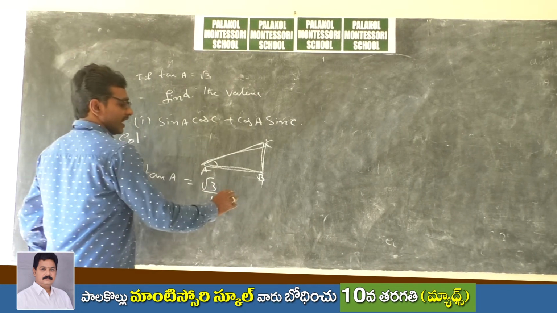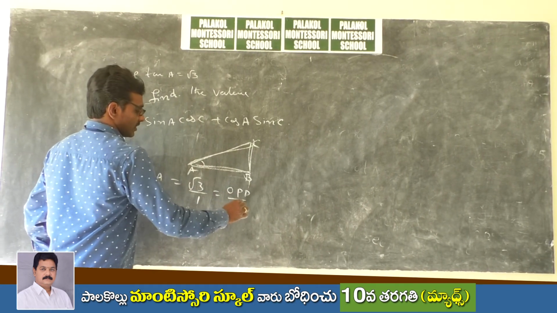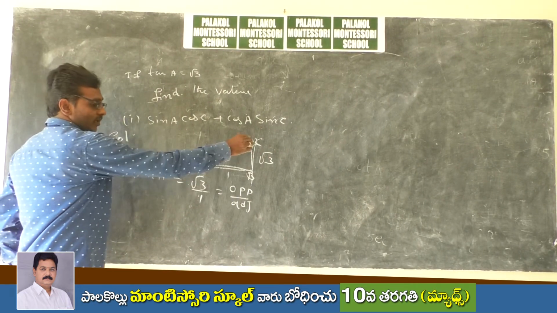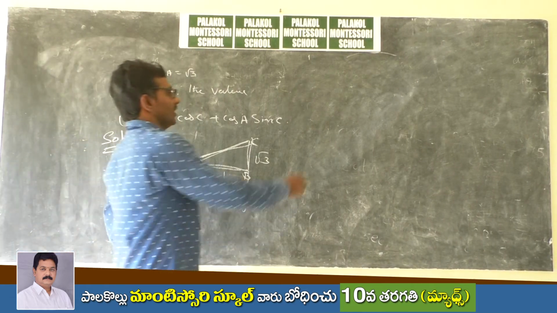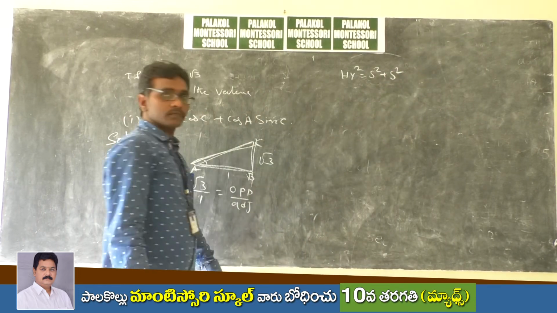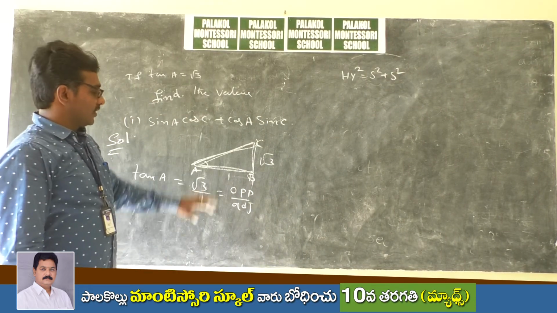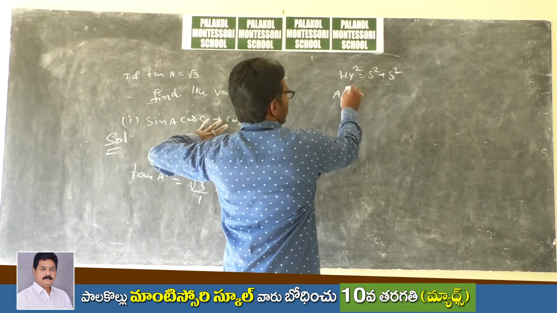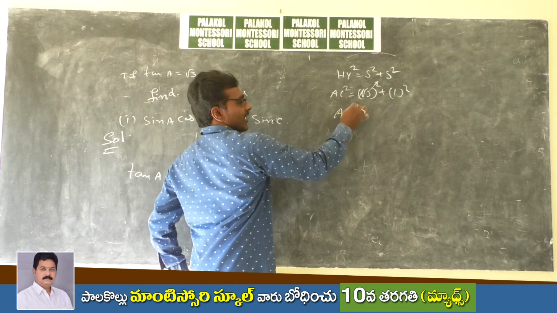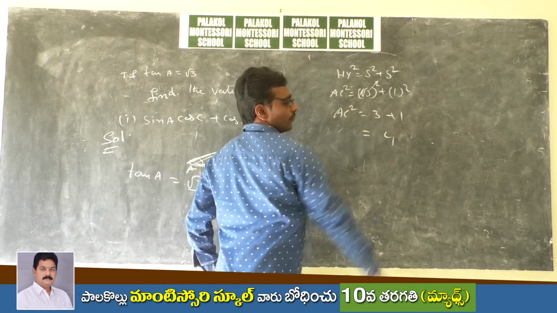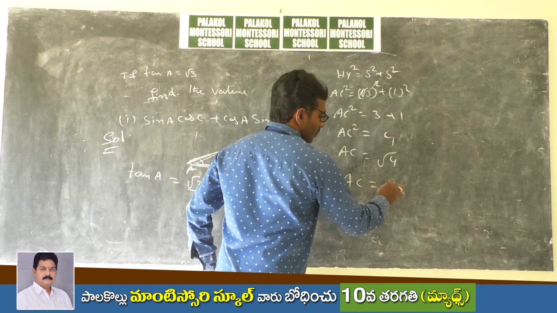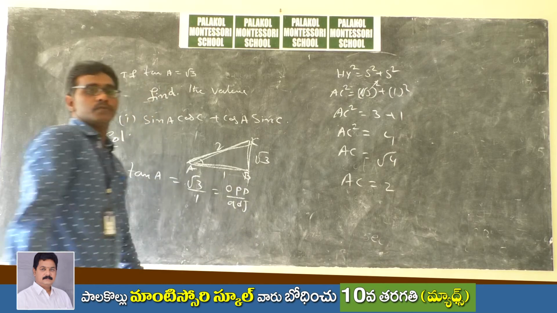What is the ratio form of tan A? Opposite by adjacent side. Opposite is root 3, adjacent side 1. To find this one, you apply the Pythagoras theorem. Hypotenuse square is equal to opposite square plus adjacent square. So in this case, hypotenuse is AC. AC square is equal to root 3 whole square plus 1 square. Square root cancels. AC square is equal to 3 plus 1, 4. So AC square is equal to 4. AC is equal to 2. So this value is equal to 2.